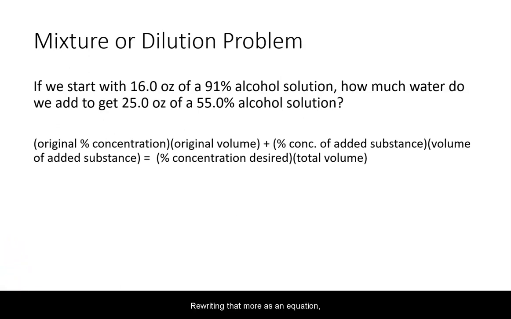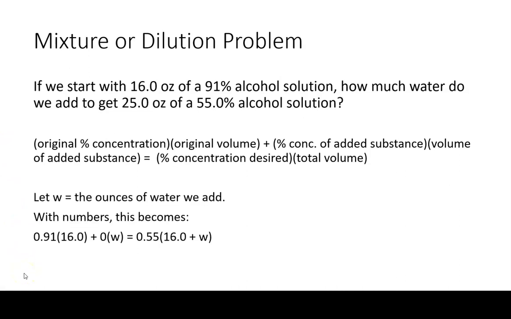Rewriting that as an equation, we have the original percent concentration times the original volume, plus the concentration of whatever we've added in times the volume of that, and that should equal the percent concentration of the desired mixture times the total volume of the desired mixture. Let's let W equal the ounces of water that we add in. That's what we're trying to find in this problem.